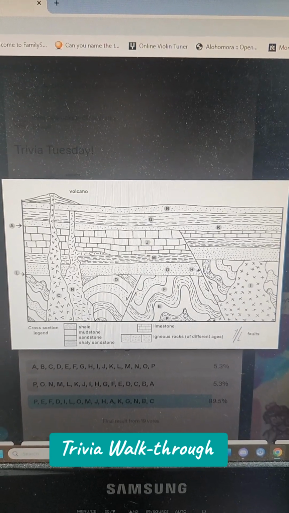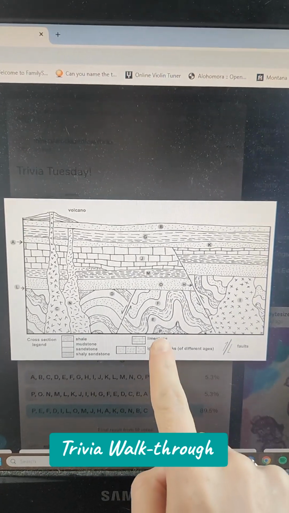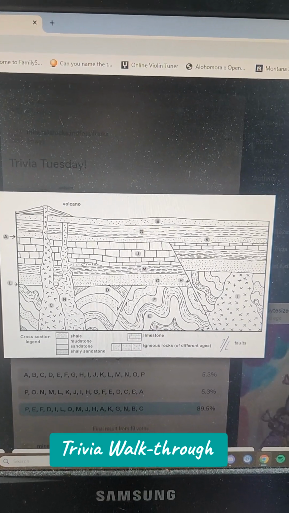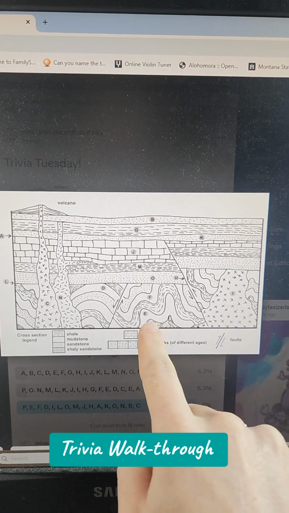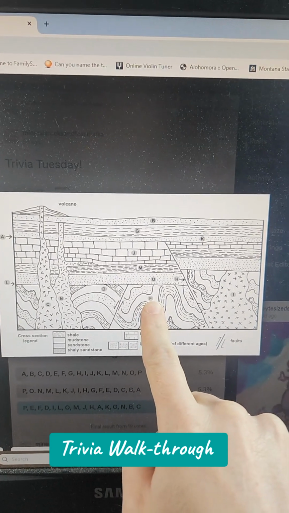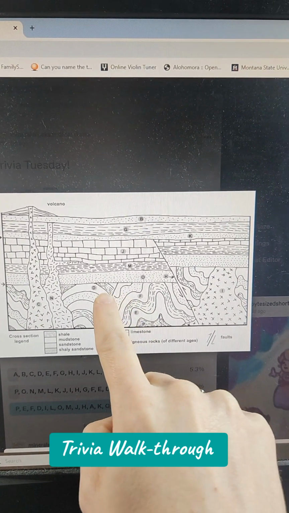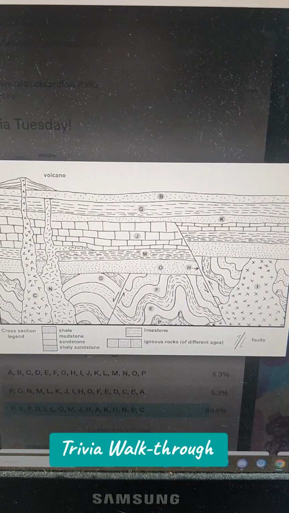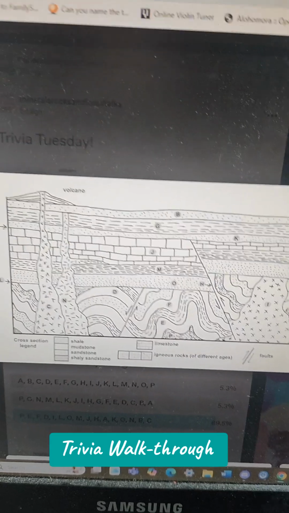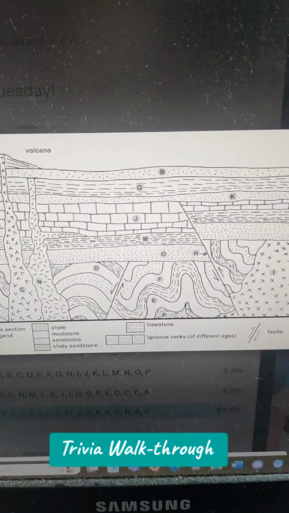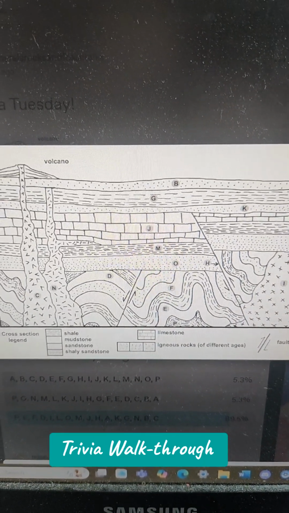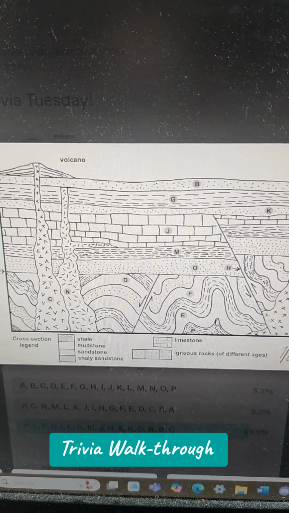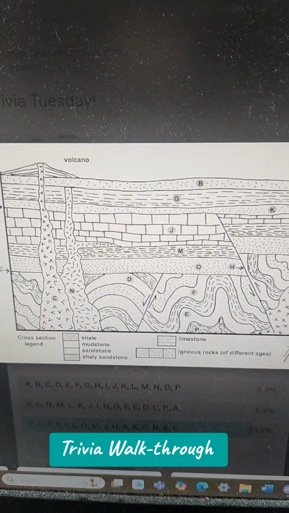Now, going from oldest to youngest, we're going to start with P. P here is our oldest rock. And then we have E and F and D. And then those four got folded. Wonk. And that was probably due to some tectonics, some sort of tectonic metamorphism.